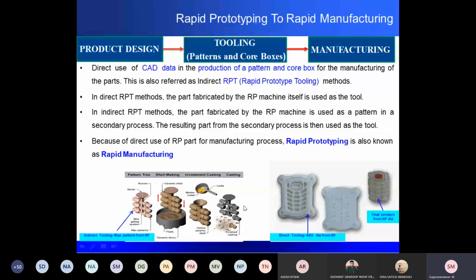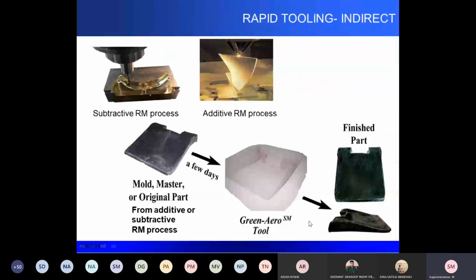As of now, they haven't achieved it for all products, but for many commercial products, they are using rapid manufacturing as a tool. So this slide is very critical to understand the industrial application of rapid tooling. It could be either indirect rapid tooling or direct rapid tooling. Now, the last part I'll come to.